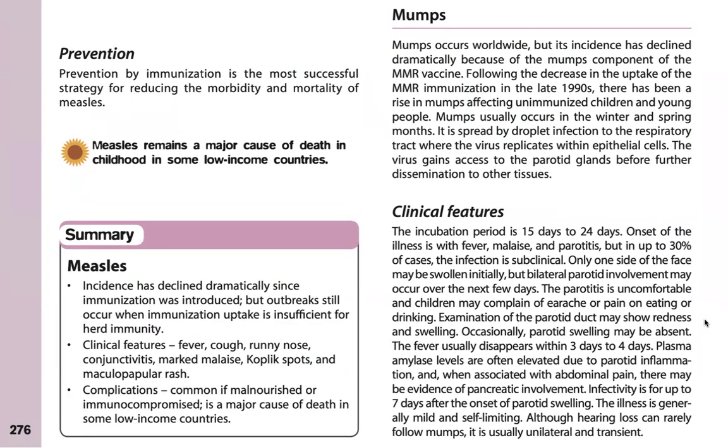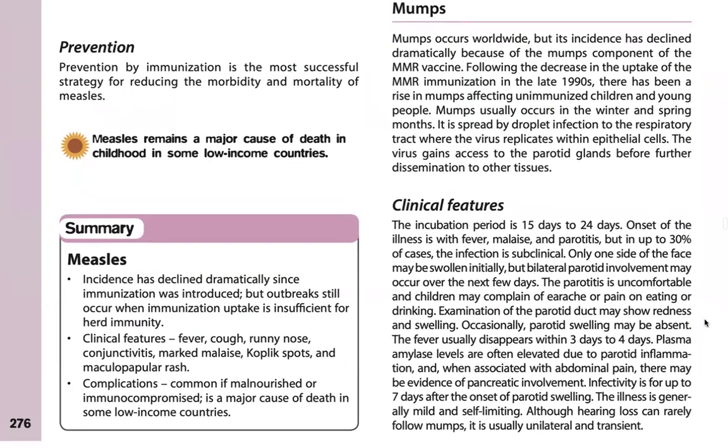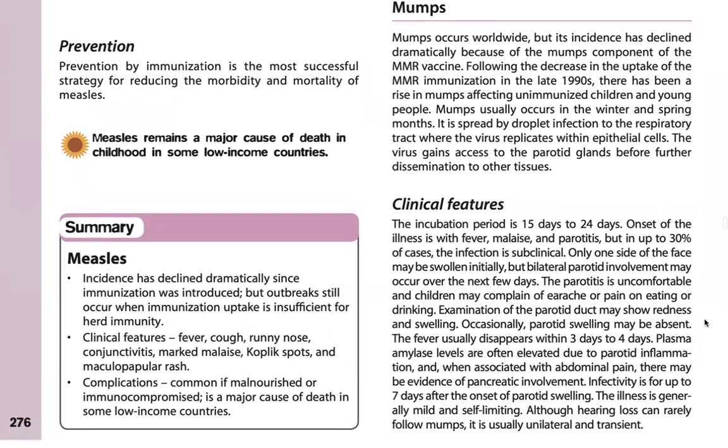Onset of the illness is fever, malaise, and parotitis, but in up to 30% of cases, infection is subclinical. Only one side of the face may be swollen initially, but bilateral parotid swelling may occur over the next few days. Parotitis is uncomfortable and the child may complain of headache and pain on eating or drinking. Examination of the parotid duct may show redness and swelling. Occasionally, parotid swelling may be absent. Fever usually disappears within 3 to 4 days.